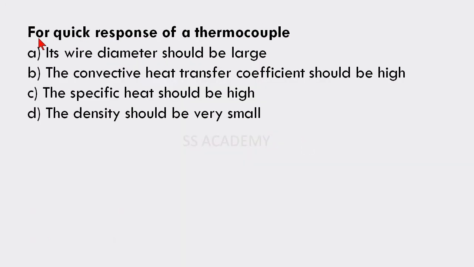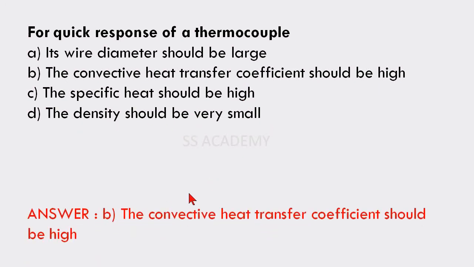And the last question is, for quick response of a thermocouple, its wire diameter should be large, the convective heat transfer coefficient should be high, the specific heat should be high, or the density should be very small. The answer is option B, the convective heat transfer coefficient should be high. For quick response of a thermocouple, the convective heat transfer coefficient should be high.